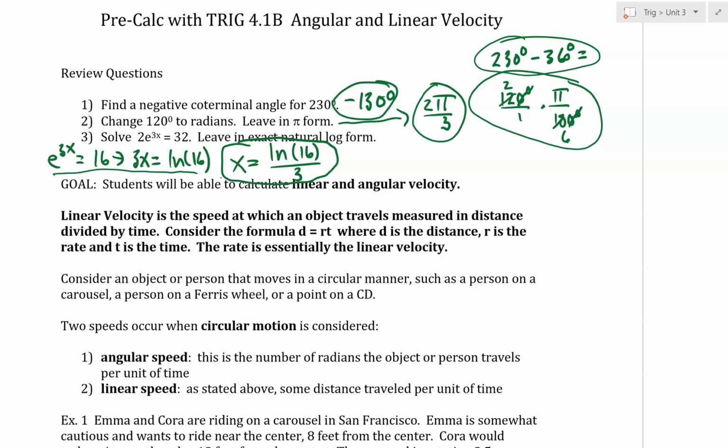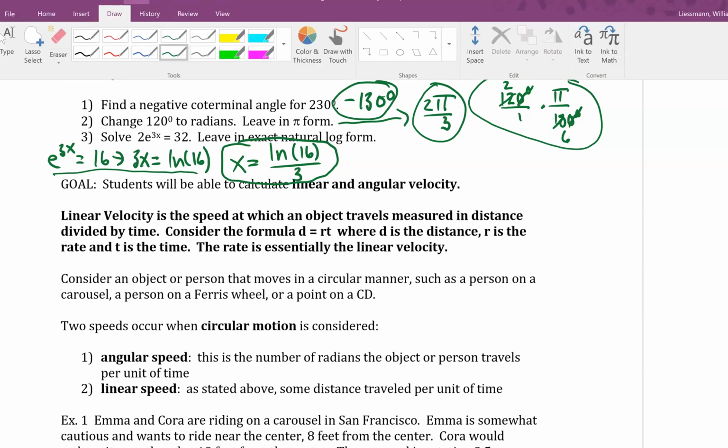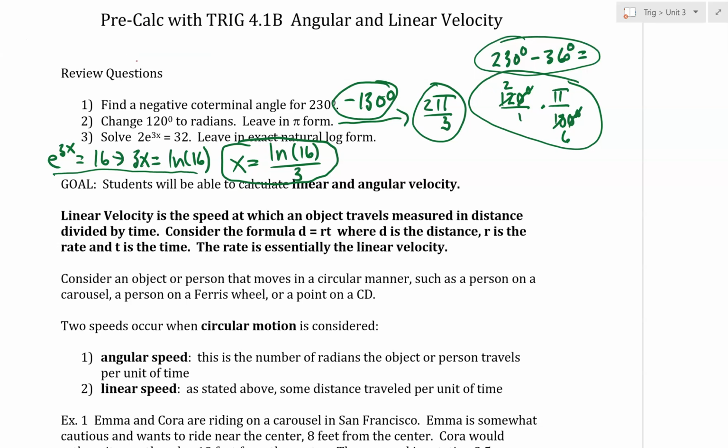All right, our goal today: students will be able to calculate linear and angular velocity. Linear velocity is the speed at which an object travels, measured in distance divided by time. Consider the formula d is equal to rt, where d is distance, r is the rate, and t is time. The rate is essentially the linear velocity.